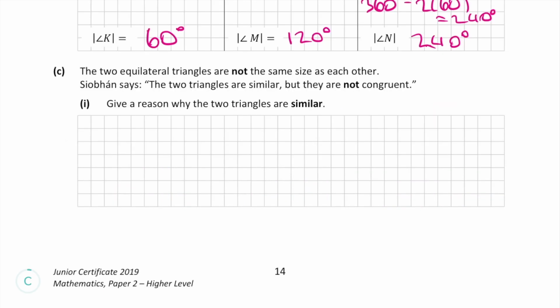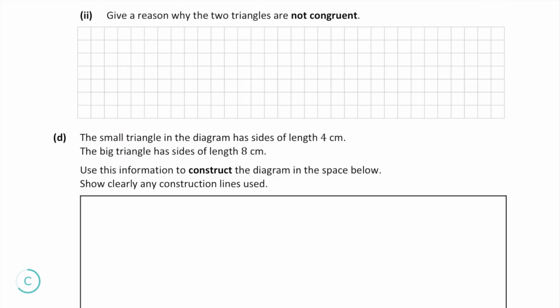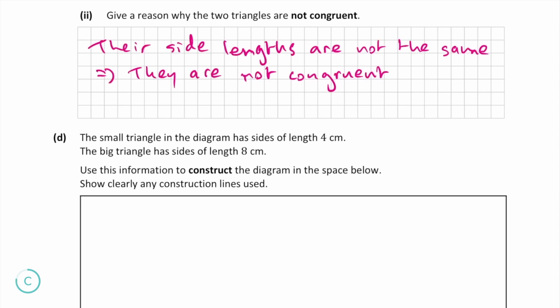Moving on to part C, we're told that the 2 triangles are similar but not congruent, and we have to give a reason as to why they are similar. For this, we can say that they are both equilateral triangles, and therefore they have 3 equal angles, which we can represent by AAA in triangle notation. Continuing on from this, in part 2, we have to give a reason as to why they're not congruent. For this one, we can just say that their side lengths are not equal, and therefore they are not congruent.